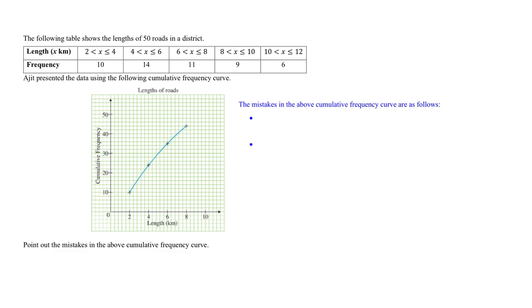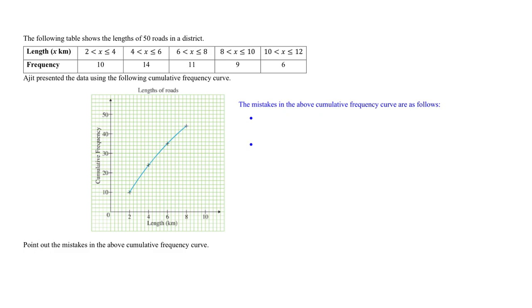Hello everyone, welcome to this video where we are looking at this table that shows the length of 50 rows. And Ajit presented the data using the following cumulative frequency curve. Point out the mistakes.